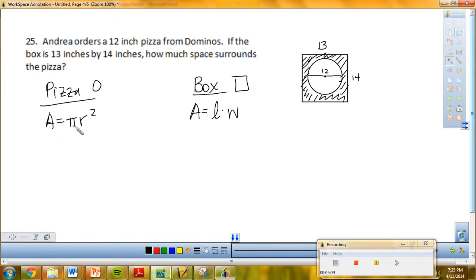So here, my area is pi r squared, so it's going to be my radius. This is a very common error. We see that our diameter, we need to divide by 2 and get my radius is 6. So area equals 6 squared times pi, or 36 pi. That's my pizza. I also want to find the area of my box. My area of my box is length times width, which they told me was 13 times 14, which gives me 182.